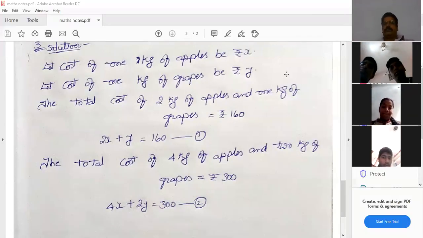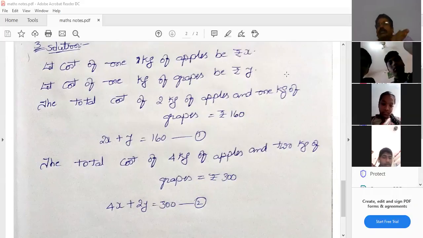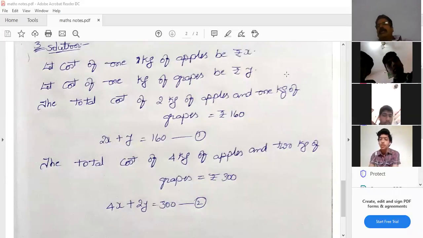Before that, the pair of linear equations in two variables. The first condition is on the graph we observed they are intersecting. In the second example we observed they are coincident lines. In the third example we observed they are parallel. So there are three cases. In the first case we get one solution. Intersecting means 4, 2, one solution you got yesterday. And coincident lines means every point on the line gives infinitely many solutions. You will get infinitely many solutions.